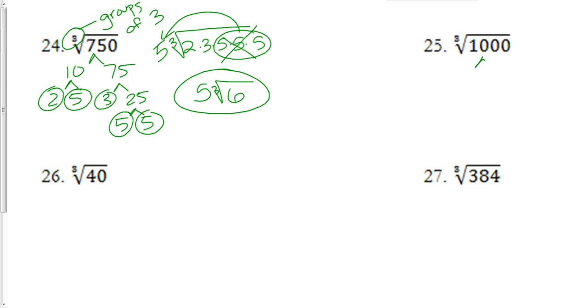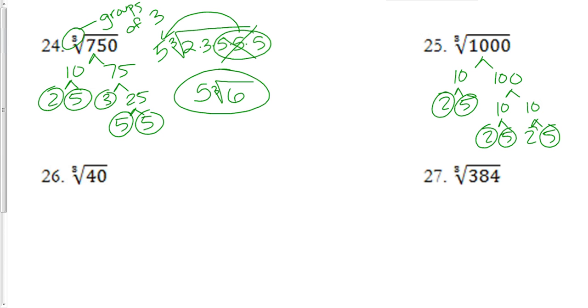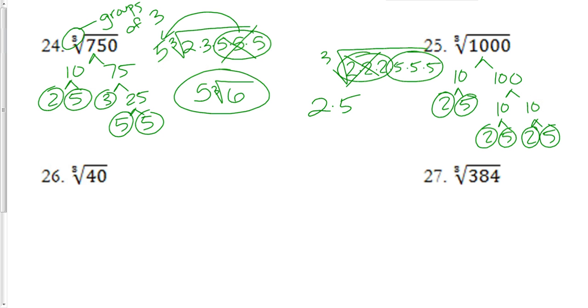All right, 25, 1,000 breaks down as 10 and 100. That's 2 and 5. 100 is 10 and 10. Once again, 2 and 5. Don't forget to circle your primes. So I've got the cubed root of 2 times 2 times 2 times 5 times 5 times 5. Groups of 3 here and here. Notice that I have nothing left over, so just like we did with the square root of 16 back at the beginning, I don't need the cubed root anymore. I can bring out a 2, I can bring out a 5, so my answer becomes 10.